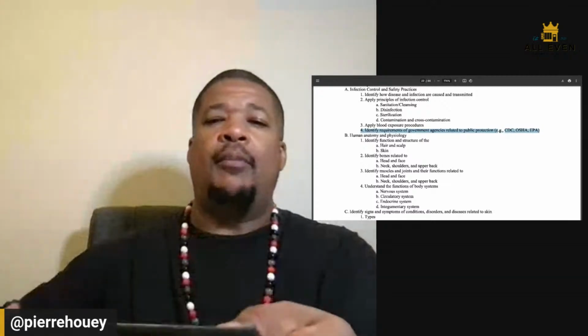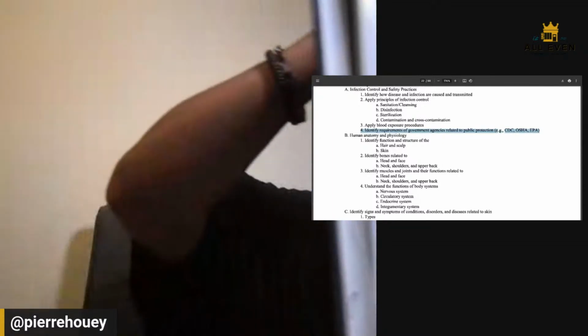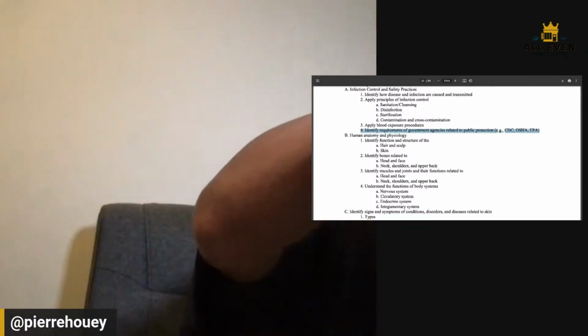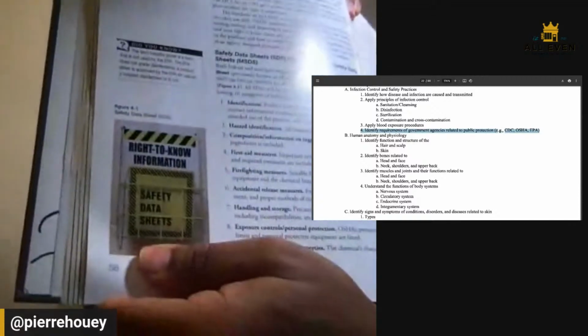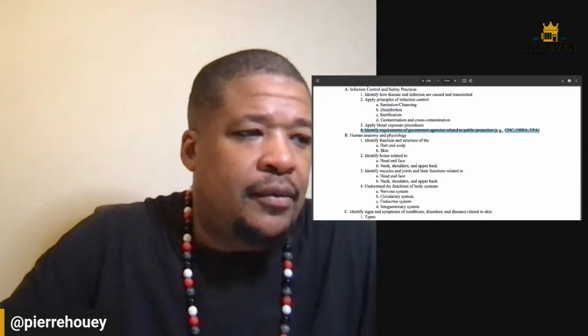And let me see if I can show y'all a quick picture of the safety data sheet. Most of the people at these factories know what I'm talking about. Can y'all see that? That's what they look like. You usually see that along the walls, a lot of times, if you're at a factory or something like that, because OSHA is standard everywhere. Anywhere there's a workplace, OSHA is standard.